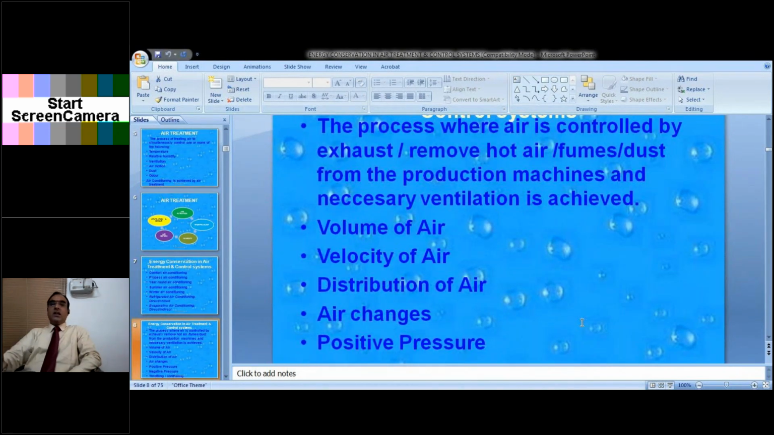In the air control system, we have to ventilate the air inside the industrial area where the process is going on, to remove the exhaust, hot air, fumes or dust from the production machine. Necessary ventilation is achieved when fresh air is drawn. Important things are volume of air, velocity of the air, distribution of the air, air changes, and positive pressure and negative pressure.